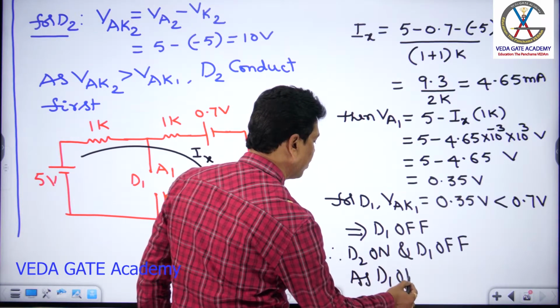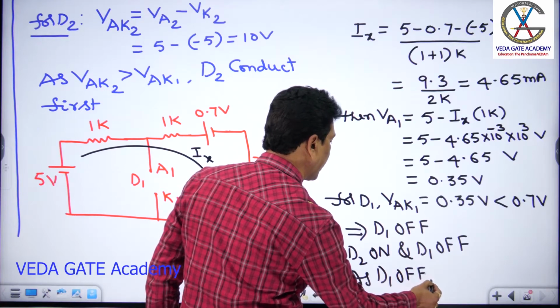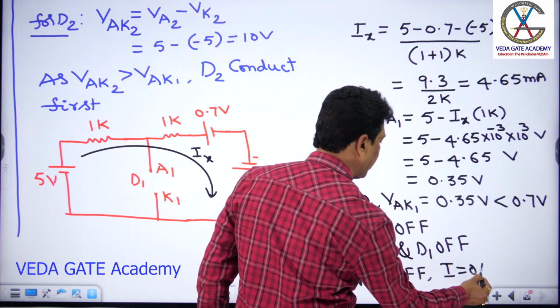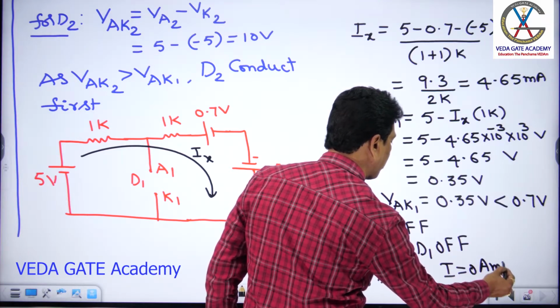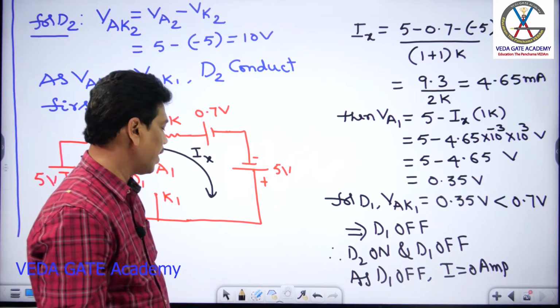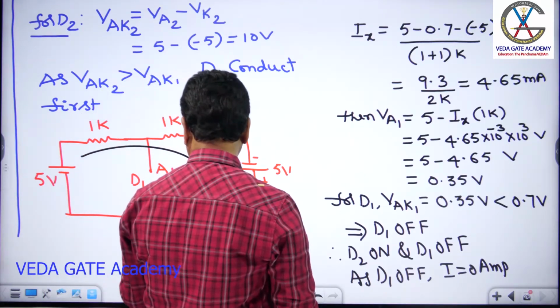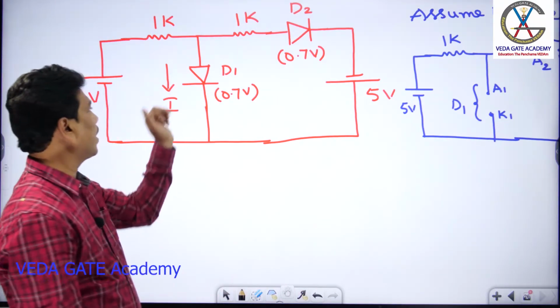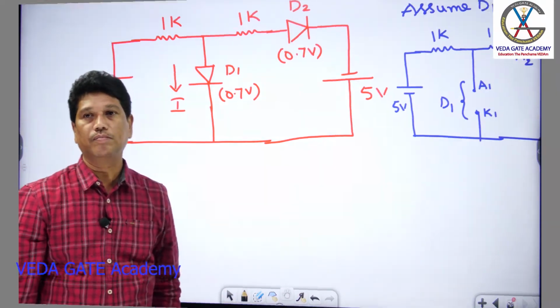D1 off. So what current is he asking through the diode D1? That should be 0 ampere. In the question he is asking what is the current in the diode D1, so that current in the diode D1 should be 0.